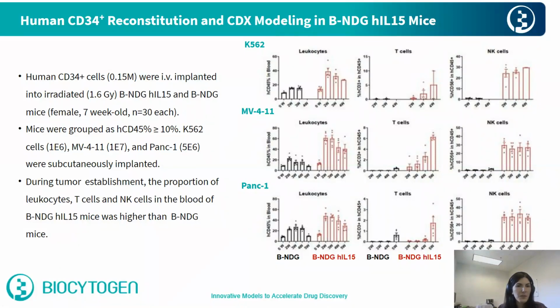After this, the numbers of leukocytes, T cells, and NK cells were assessed weekly over a period of about 5 weeks. As you can see from the red bars, in contrast to the black bars, the humanized IL-15 mice showed significantly higher levels of leukocytes, T cells, as well as NK cells after tumor cell engraftment. So these data suggest that the capacity of the engrafted immune cells is indeed improved due to the presence of the human IL-15 gene in these mice.